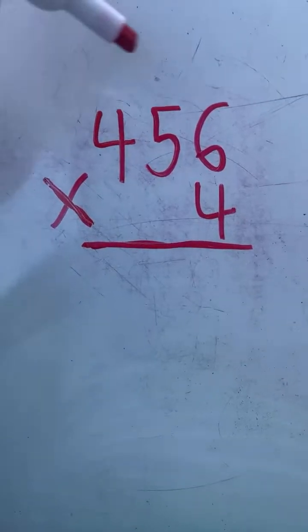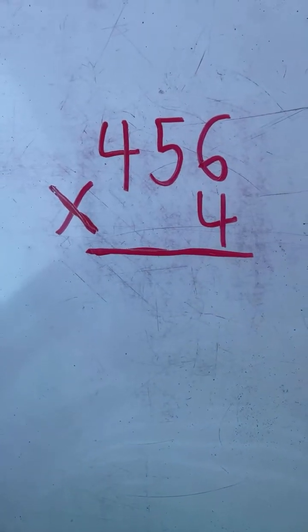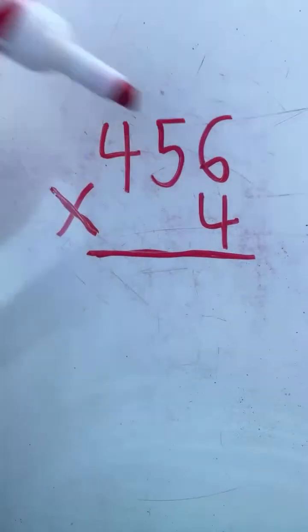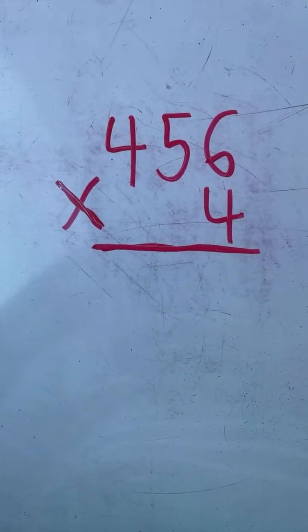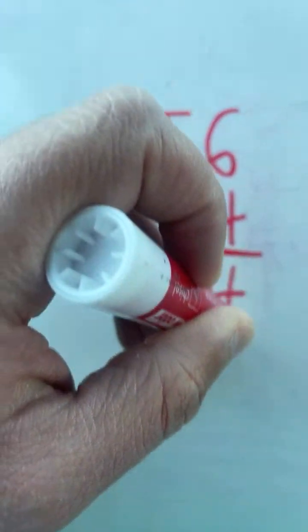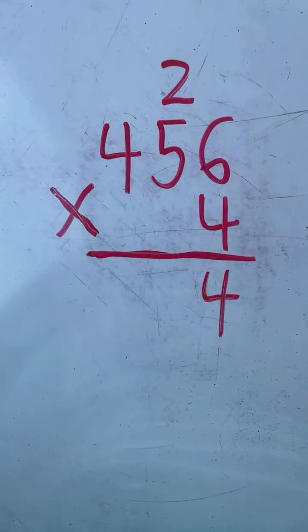So starting in the ones place, we're going to multiply 6 times 4. And then if our answer to 6 times 4 is more than 10, we will regroup. So 6 times 4 equals 24. That is more than 10, so we will need to regroup. The 4 in 24 goes in the ones place. The 2 in 24 gets carried over to the tens place.